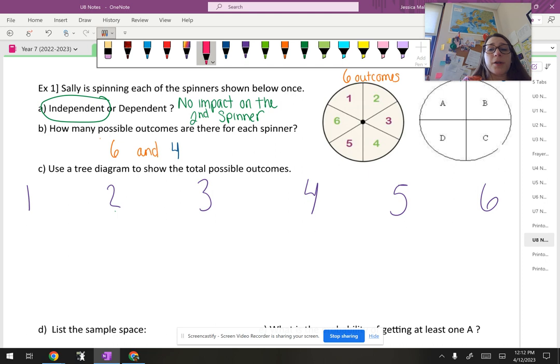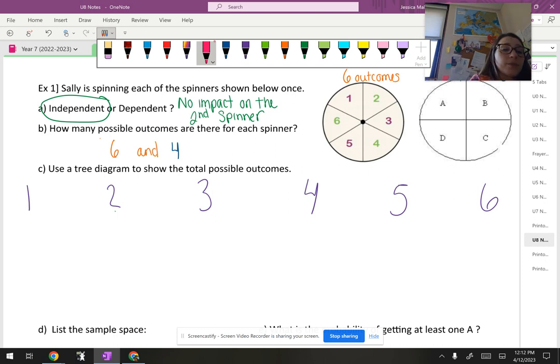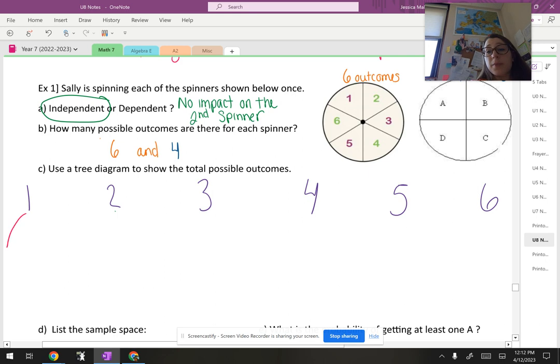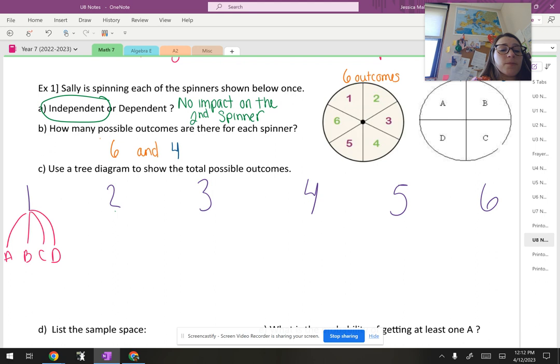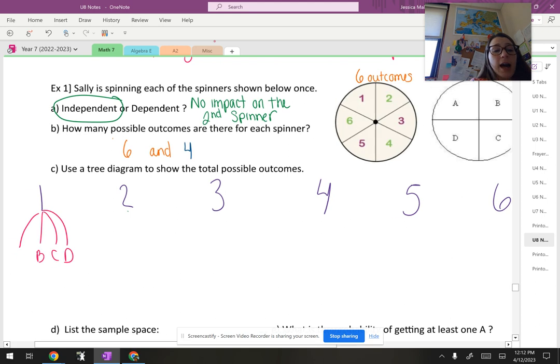Second, we have the second spinner. So let's say my first spinner, I spun a 1. When I spin the next spinner, I could get an A, or a B, or a C, or a D. So that tells me that I have the possibility of getting a 1A, a 1B, a 1C, or a 1D.